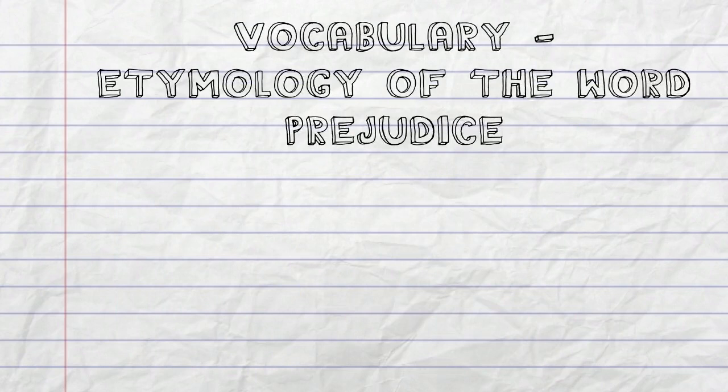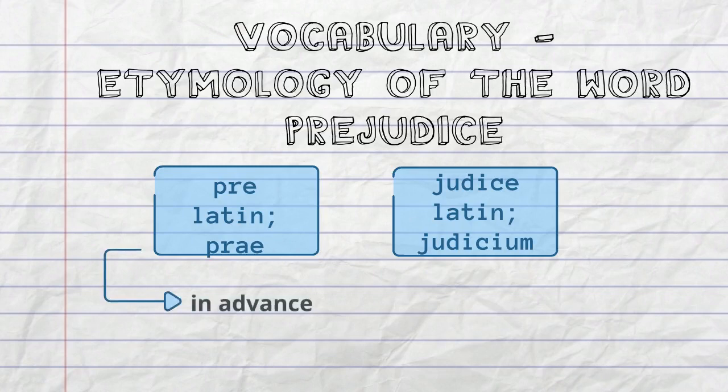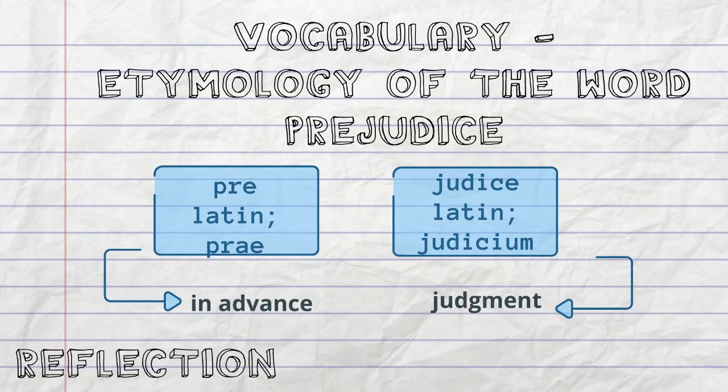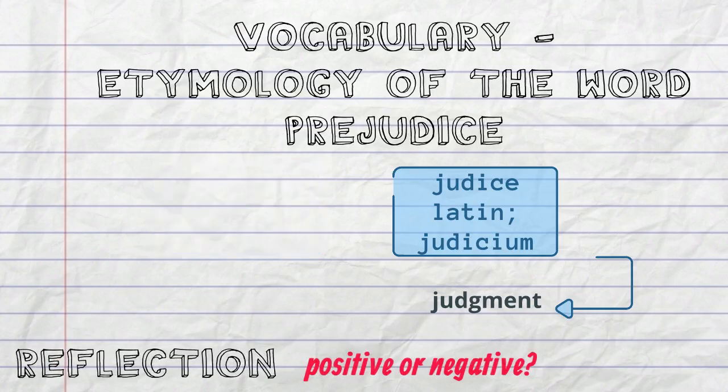Children love to play detective by learning the origin of words, so we can teach the etymology of words like prejudice. This word comes from the Latin words prae and judicium. By teaching these words, we bring this level of awareness to children of how languages work. Prae means in advance, and judicium means judgment. So here, we want to see if children are able to reflect on this. Is the word prejudice something positive, or is it something negative?